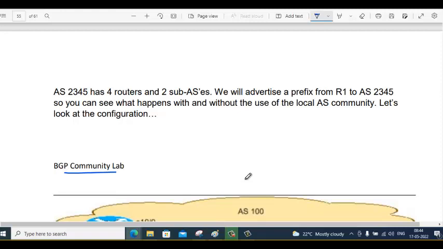Any question? Please ask questions from community. Well, I didn't understand the configuration for global AS.